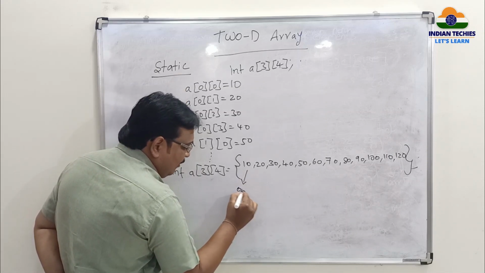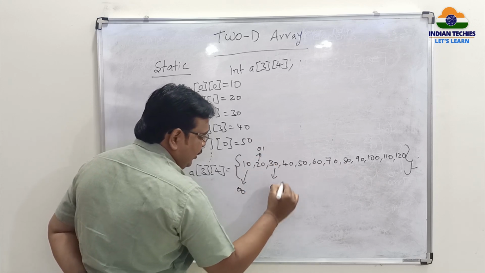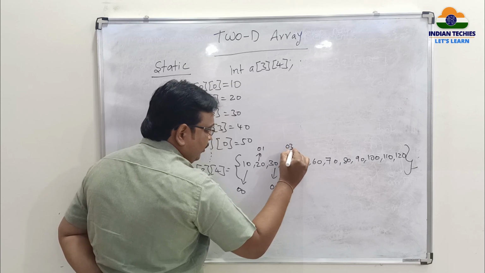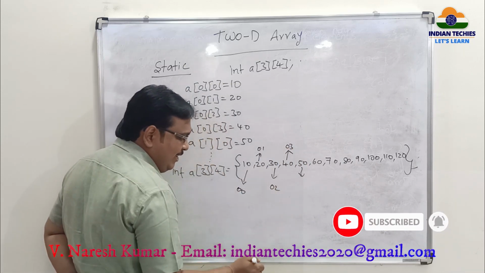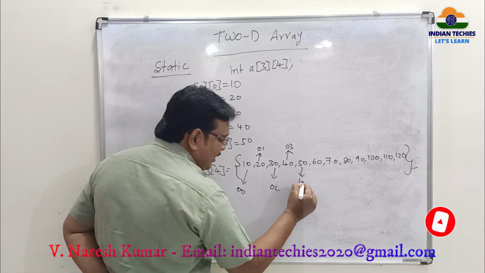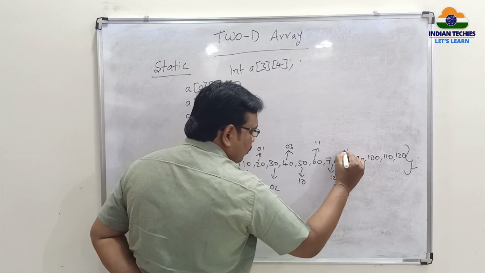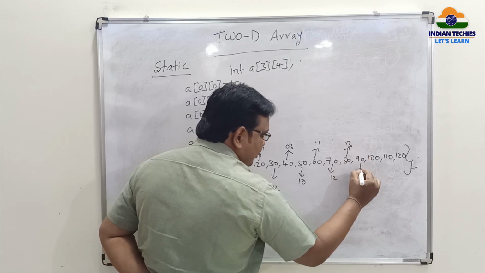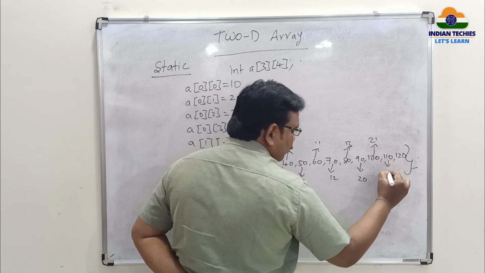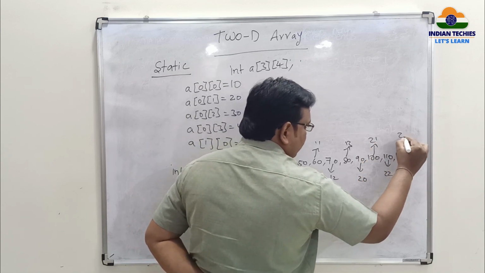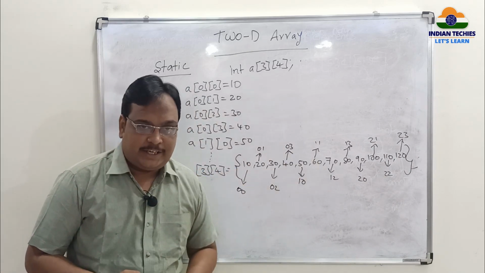Now whenever you give like this directly instead of one by one, automatically the first one will be considered as a[0][0], the second one as 0, 1, this will be considered as 0, 2, this as 0, 3. Once one row is completed, automatically it will identify internally. The next one is considered as 1, 0, 1, 1, 1, 2, 1, 3. Again one row is completed, 2, 0, 2, 1, 2, 2, 2, 3. This is how internally it will be considered.